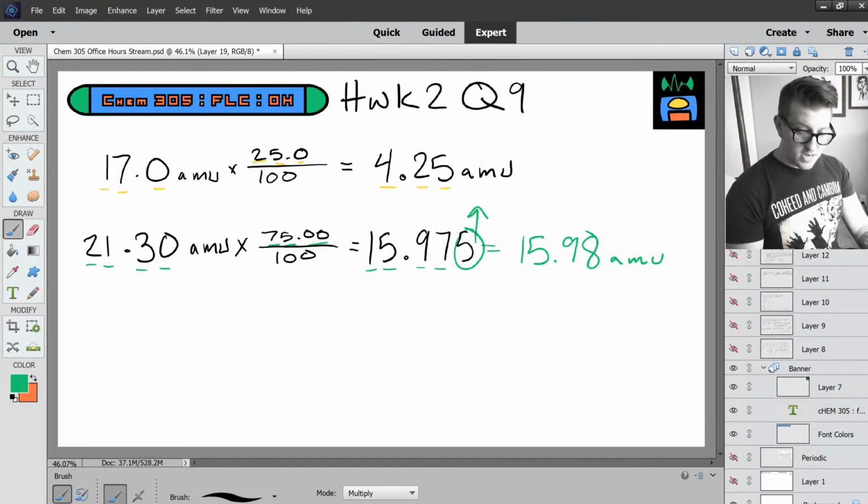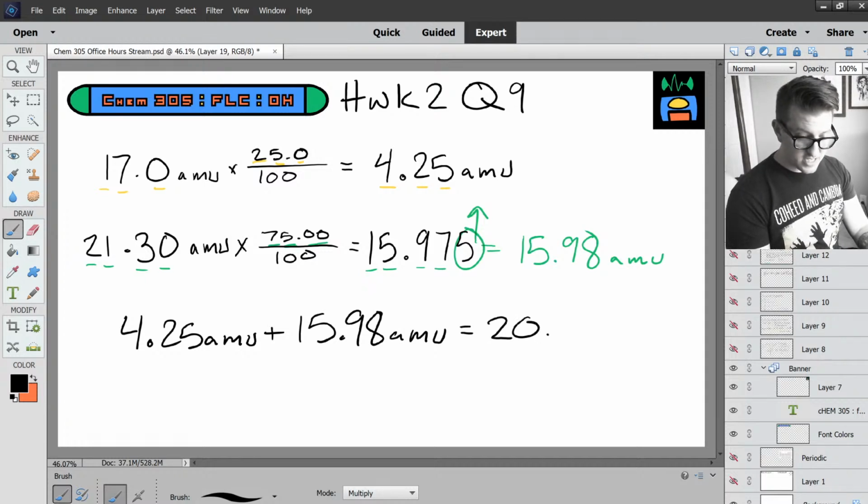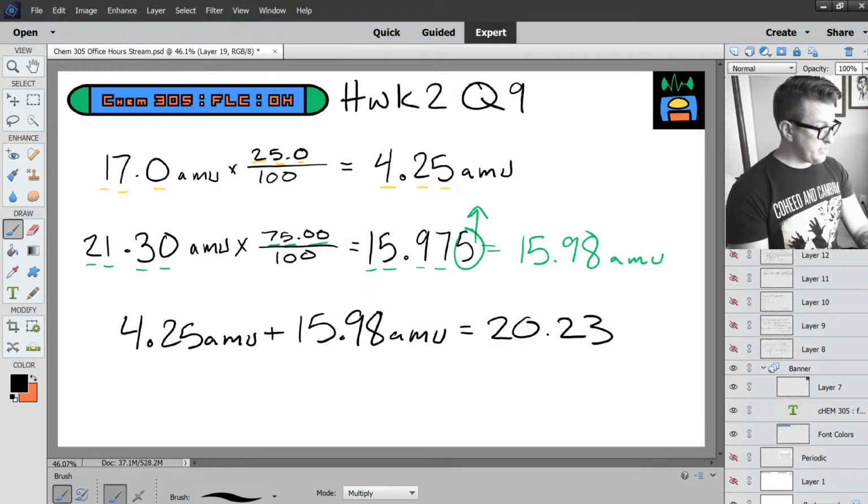All right. Now for the last step in this calculation, we take 4.25 AMU and add 15.98 AMU. The value that I get is 20.23, but let's look at our sig figs.